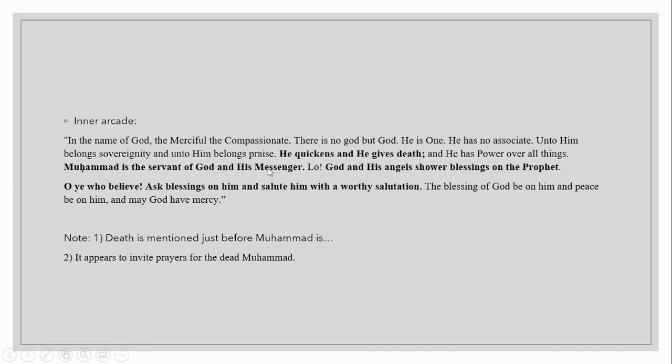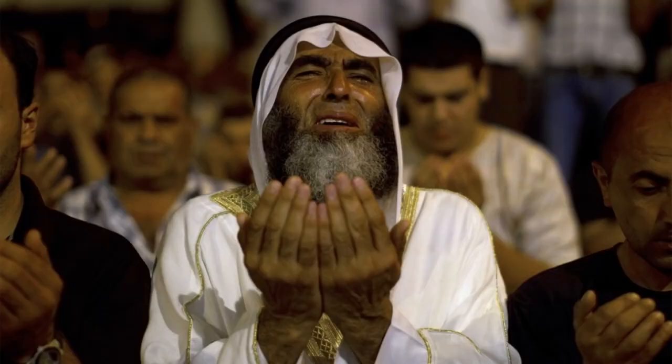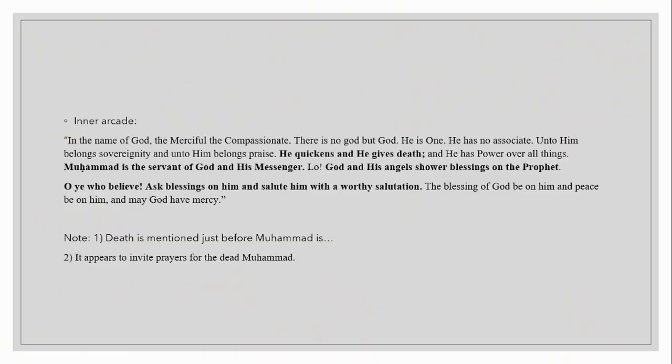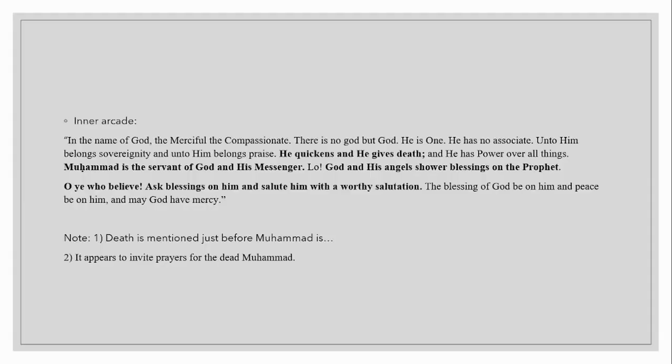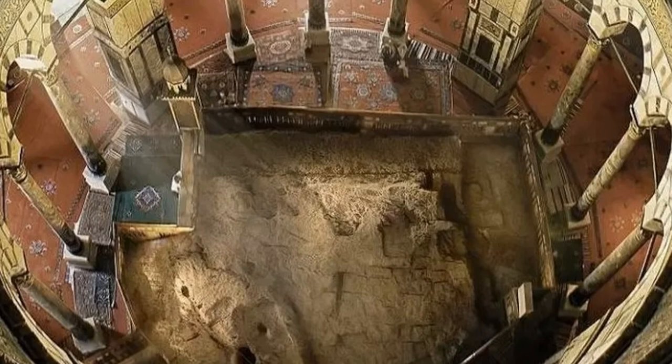So in this context, if we look at it in isolation, it appears to be there as a memorial to Muhammad's death and asking for visitors to pray for him, ask blessings on him, and to salute him with a worthy salutation. A worthy salutation, I would suggest, would be to pray for him. And then it continues, the blessing of God be on him, referring to Muhammad, and peace be on him, and may God have mercy. So peace on him, rest in peace, may God have mercy on his soul. It all fits with the idea of it being the site of his burial. And notice that the inscriptions run around the outside, overlooking the rock, the sacra, and underneath that sacra is that cave. So it fits perfectly.